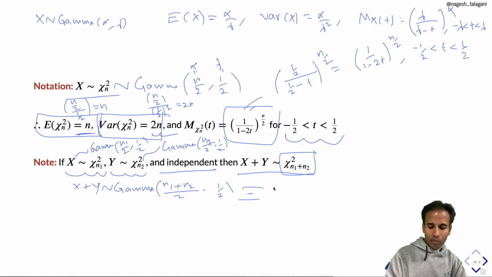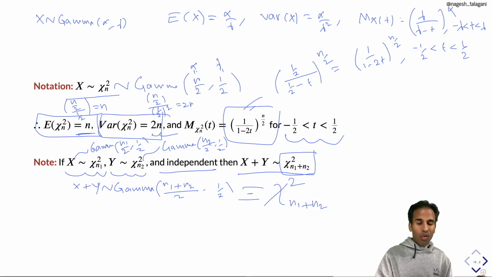So this is nothing but a chi-square distribution with n1 plus n2 degrees of freedom. This note says that the sum of independent chi-square random variables is again a chi-square random variable. Here the degrees of freedom add up.